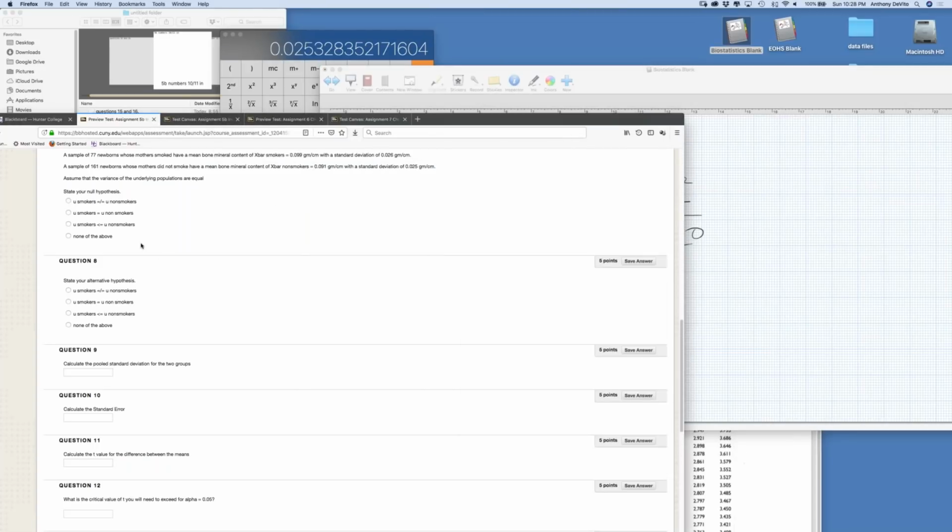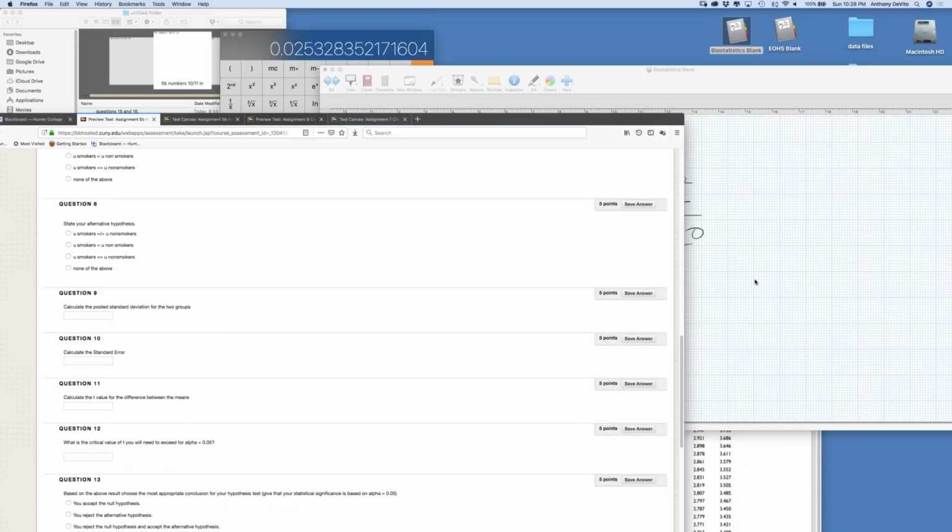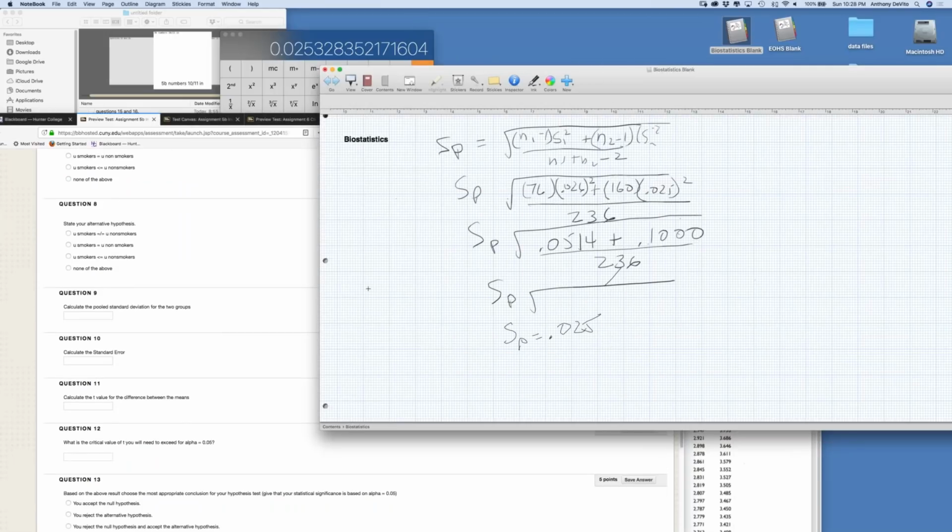So, okay, let's see. We want to know the standard error, right? Calculate the standard error. The pooled standard deviation, we got that. Then calculate the standard error. Well, the standard error is what's going to be under our t value.